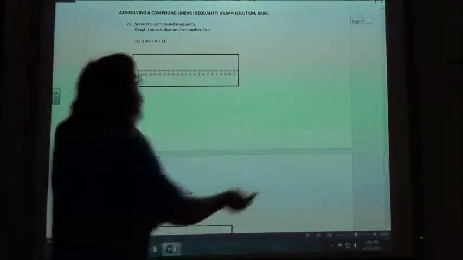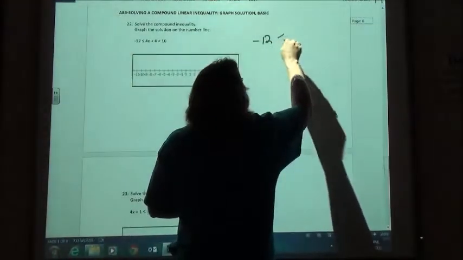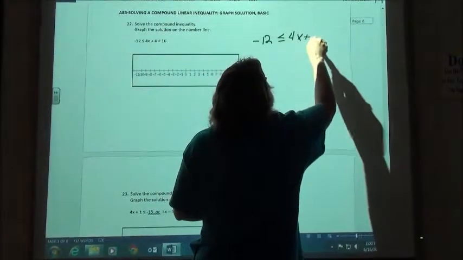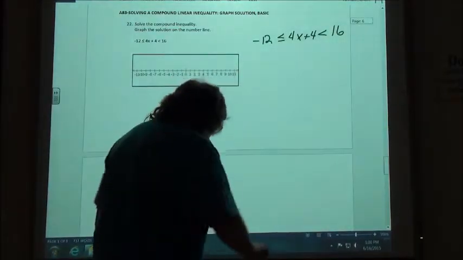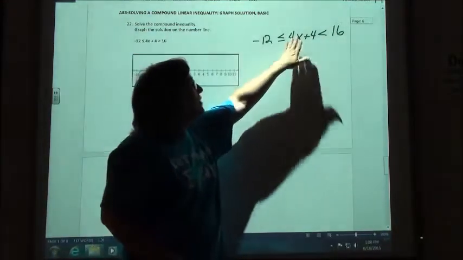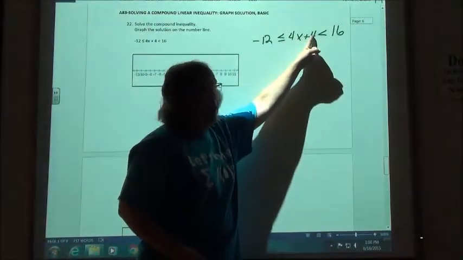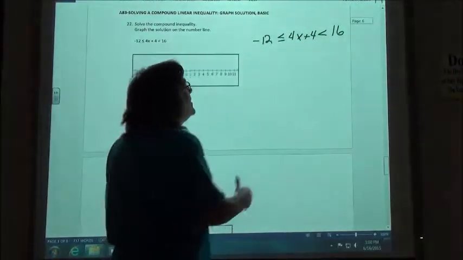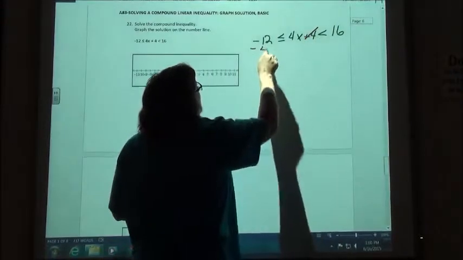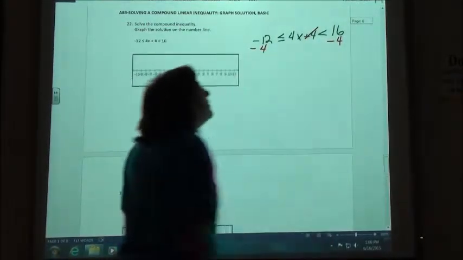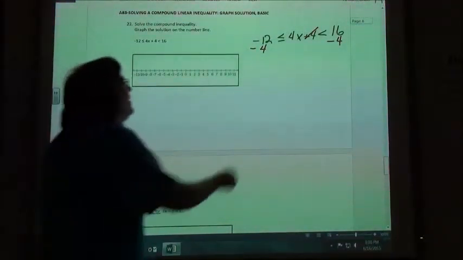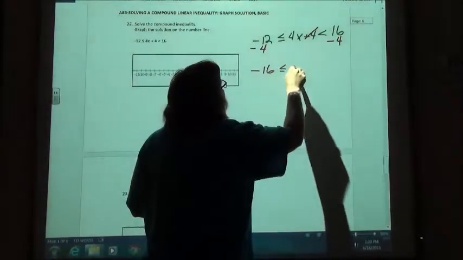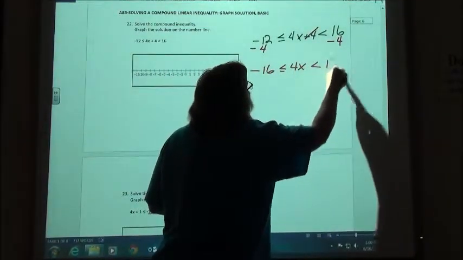So if I have this one here, negative 12 is less than or equal to 4x plus 4 and less than 16. When I'm solving this for x, I have to subtract my 4. It's like I'm doing two separate problems, so I'm subtracting my 4 from here. I'm also subtracting my 4 from the other side. I could, in fact, write it as two separate problems if I wanted to. So negative 16 is less than or equal to 4x, which is less than 12 then.